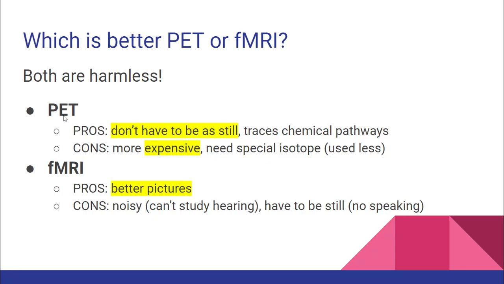So it's a great scan. It's very effective. It gives you really useful information, but it's expensive and it's hard to find or access. So only if you really need one will you get one. The functional MRI does give good pictures, but it's very noisy and you have to be very still. So again, it's kind of the same problems as the MRI as well.